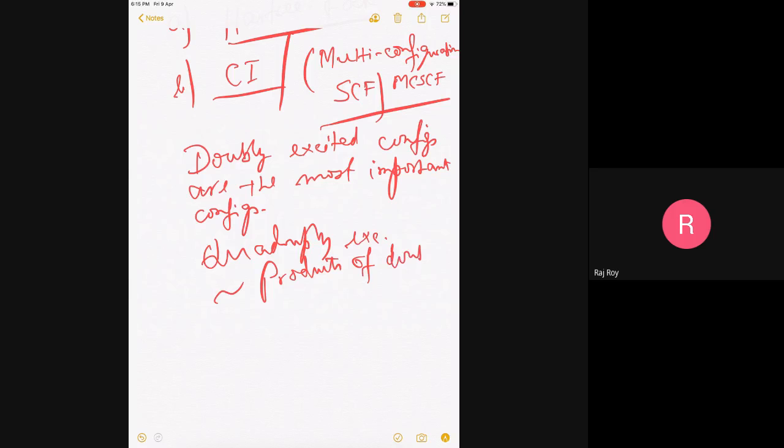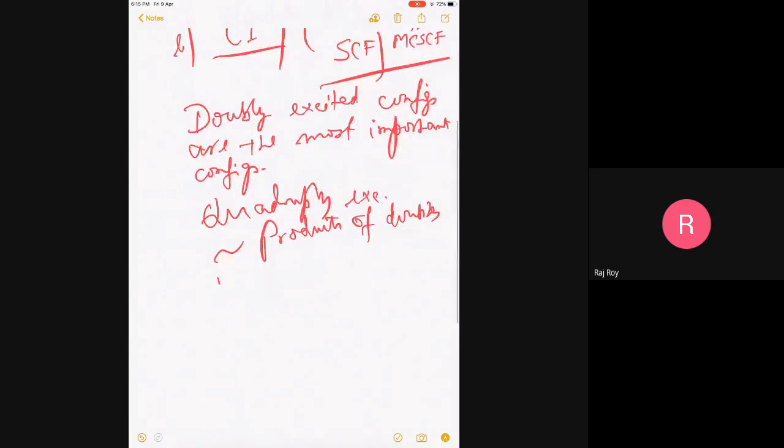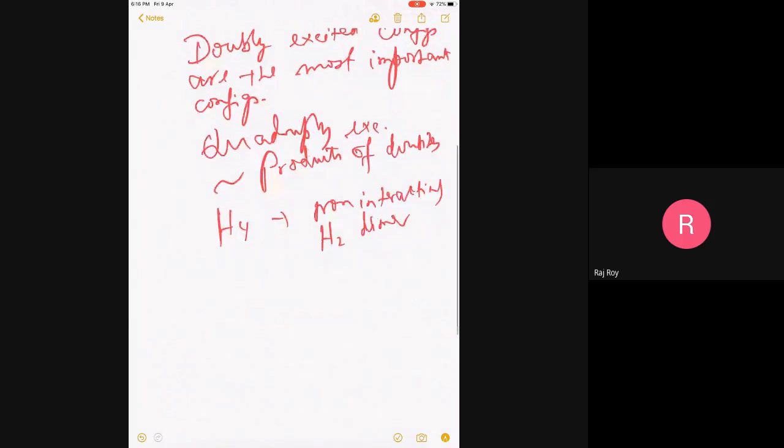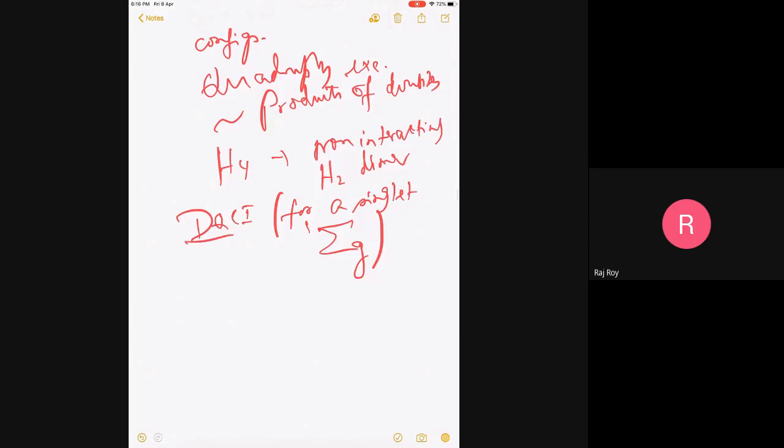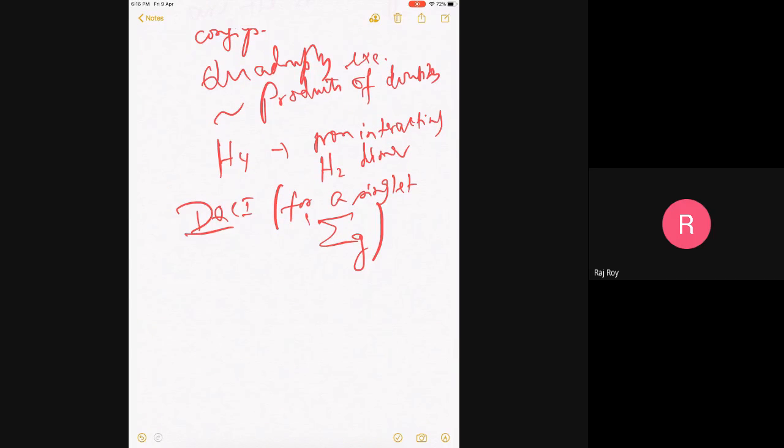And in particular, we looked at H4, which is an H2 dimer, non-interacting H2 dimer. And in that case, we found that if you do a DQCI, it's an exact state for a singlet sigma G state. That's the state that we are looking at. So singlet sigma G state. If you do DQCI, then of course this is exact for H4 in a minimal basis.